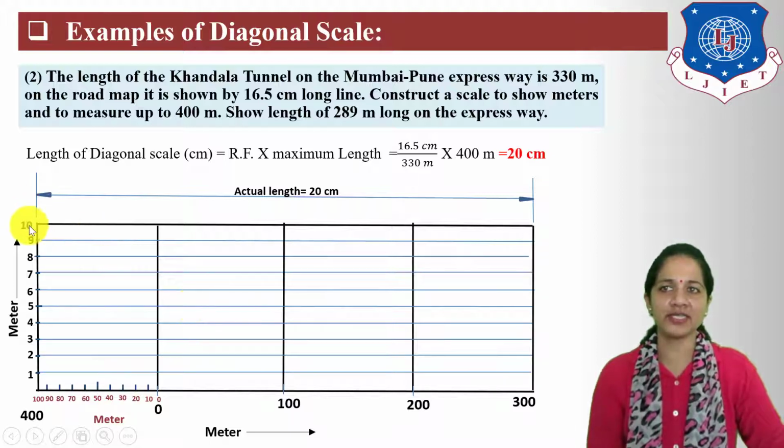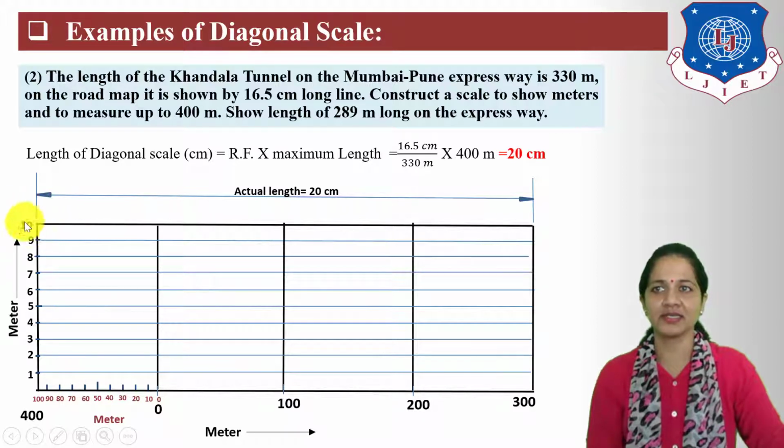Next, draw the first diagonal line. For the first diagonal line, connect the 10 point of ones with the 90 point of tens meter. Next, draw parallel lines passing through all the remaining tens points.